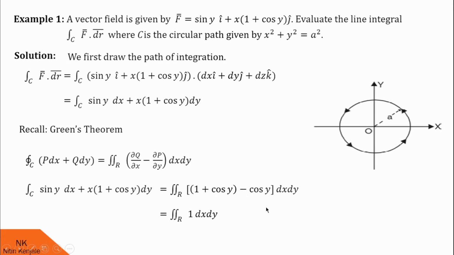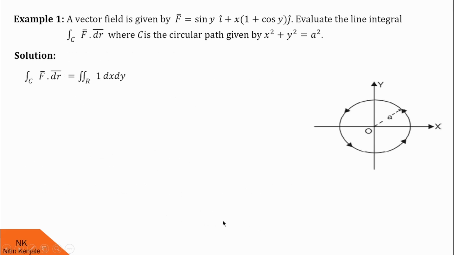Simplifying this, we get double integration of 1 into dx dy, because this plus cos y and minus cos y will get cancelled. Now, for the sake of simplicity in further evaluation, we convert this double integration, which is right now in terms of Cartesian coordinates, to polar coordinates. In polar coordinates, dx dy is written as r dr d theta. Since here radius is varying from 0 to a, r limits are 0 to a, and region of integration is entire circle, therefore theta varies from 0 to 2 pi. So theta limits are 0 to 2 pi.